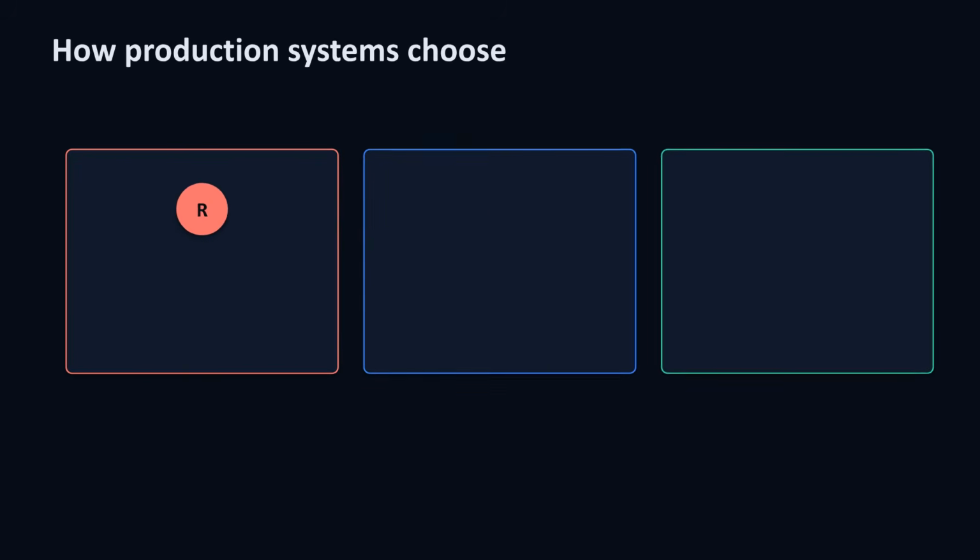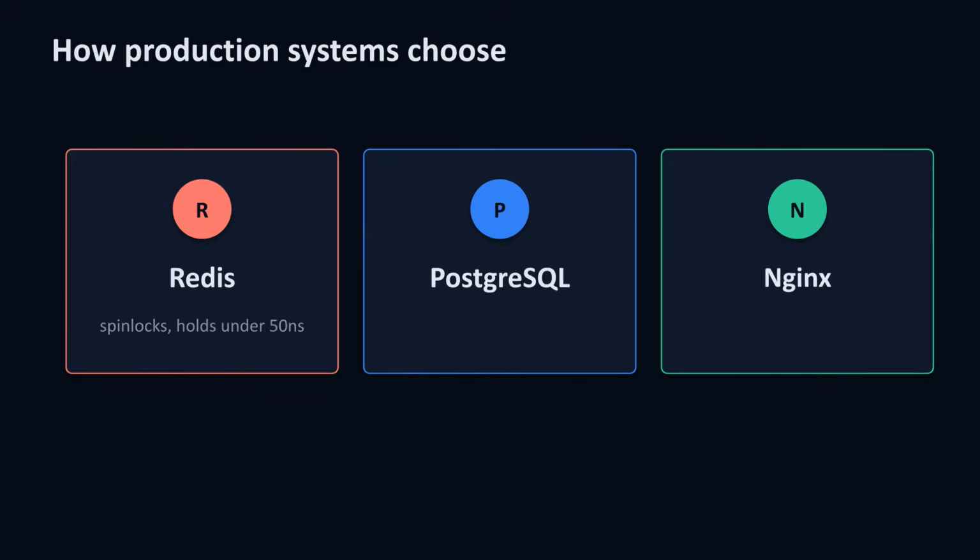Redis uses spinlocks for its tiny job queue because critical sections run under 50 nanoseconds. Postgres's buffer pool spins for lookups, which take nanoseconds, but uses mutexes for I/O, which takes milliseconds. Nginx sidesteps the whole problem with a multi-process architecture. No shared memory, no locks needed at all.